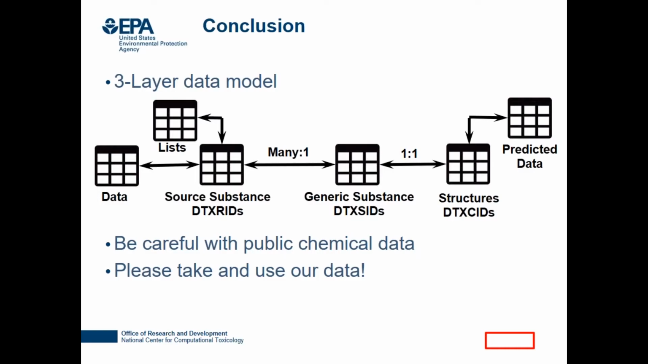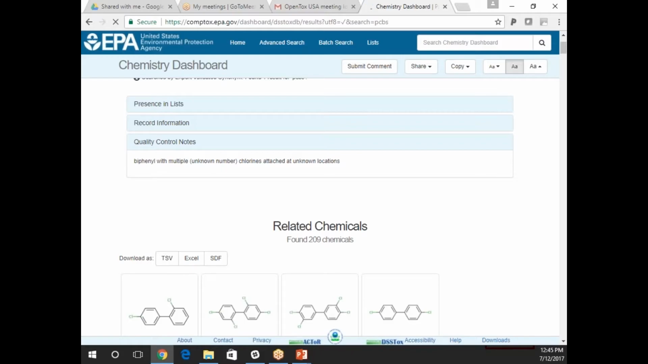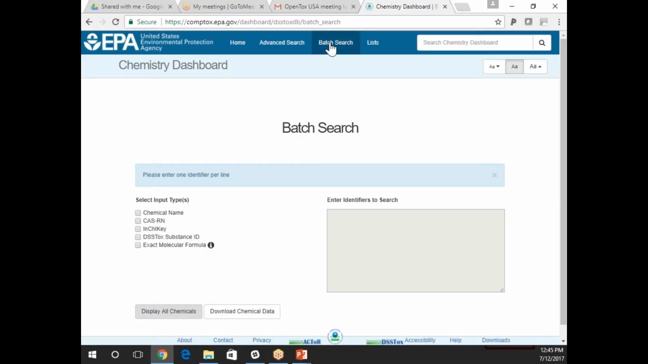There is a capability here to do batch searching. And in this batch search, you can put in a name, you can put in a CASRN, you can put in an InChIKey, and you can map these things into our database and pull out the DTXSIDs. These are invariant identifiers, which will always mean the particular substance that we thought they meant when we created the record. A particular chemical for a DTXSID, a particular structure for a DTXCID, a particular source input set for a DTXRID.